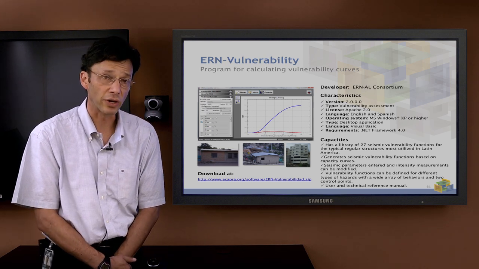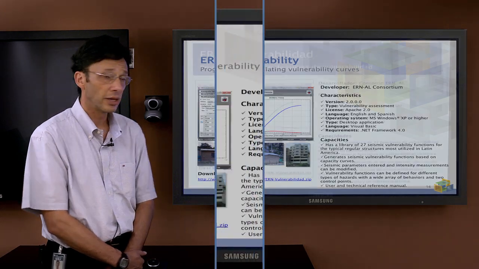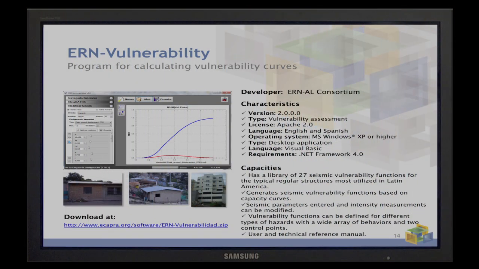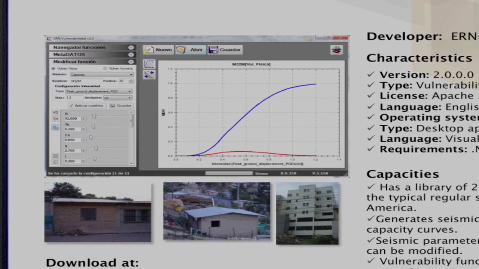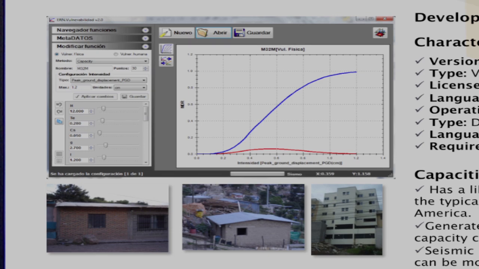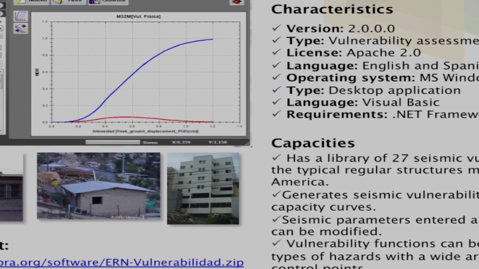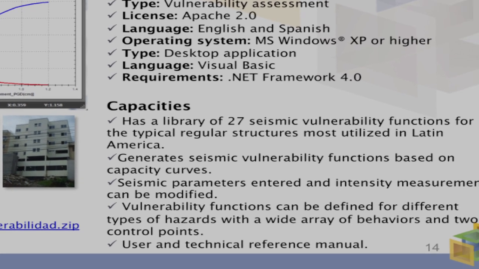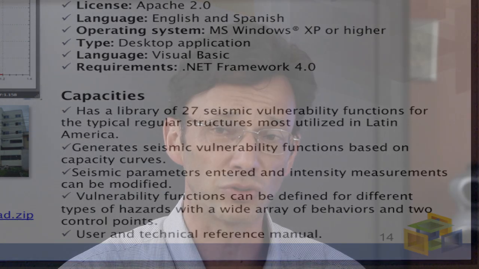For vulnerability, we have the ERN Vulnerability Program, which generates, edits, or simply visualizes the vulnerability functions to be used in risk analysis. In this case, the system includes a series of vulnerability functions, published and generally accepted by the community, which users can access directly from the functions library and use in their analysis or edit and modify them to adjust to the specific vulnerability conditions of the study they wish to conduct.